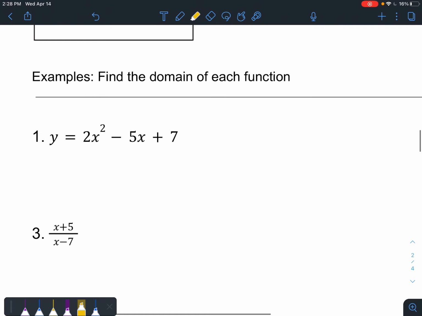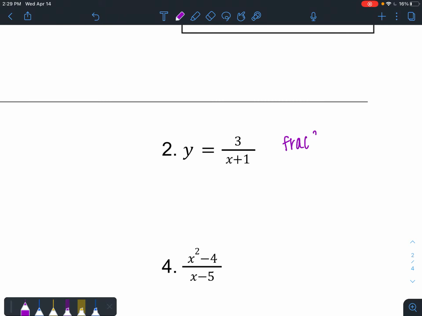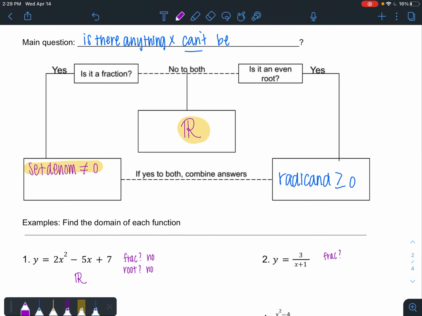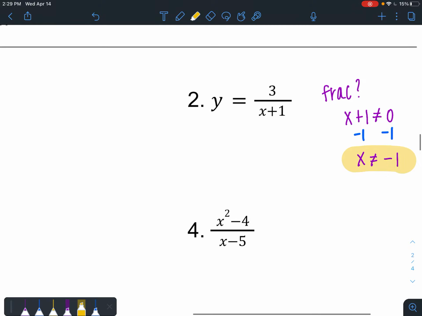Okay, so finding the domain of this function. So I ask myself, is there a fraction? No. Is there a root? No. So the answer is all real numbers. Just using that chart above there. So for this one, is there a fraction? Yes. So I'm going to follow along here. Yes. So I have to set my denominator not equal to 0. So I set x plus 1 not equal to 0 and solve. So I subtract 1 from each side and x is not equal to -1. There's my domain.